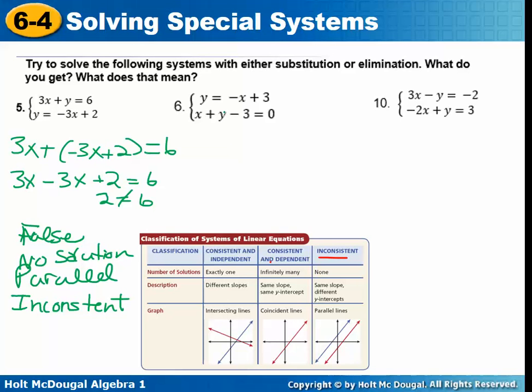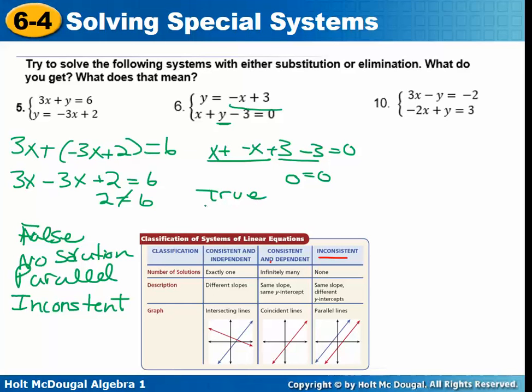Let's look at number 6. In number 6, we have that y is equal to negative x plus 3, so I'll put that down here. So x plus negative x plus 3 minus 3 equals 0. So I have x plus negative x, that's 0. And then I have 3 minus 3, that's 0. So I have 0 equals 0. That is a true statement.